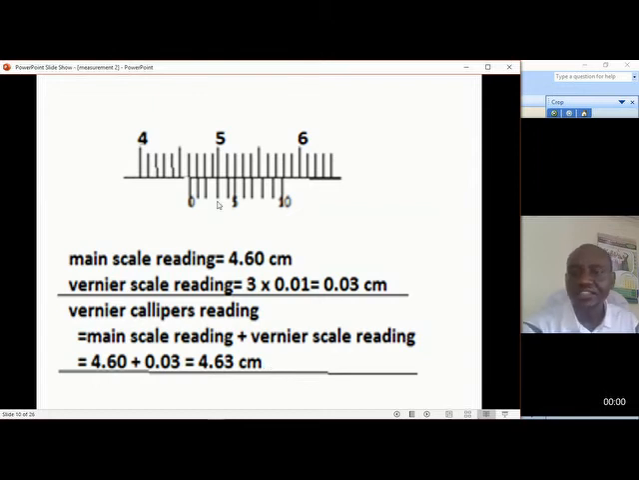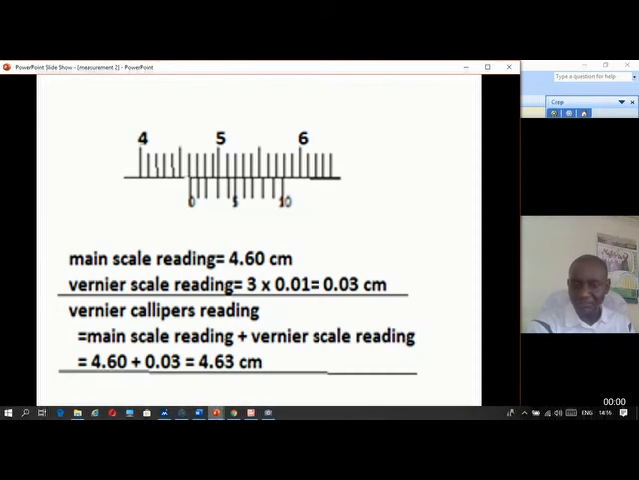I want to give you a summary on how you are supposed to read this. If you look at it keenly, the vernier scale gives us the second decimal place. So you will only read the main scale. For example, here I can read the main scale 4.6. What is the division coinciding? The third division. So I'll write 4.63. I just place this one as the second decimal place, after I've obtained one decimal place from the main scale, 4.63.